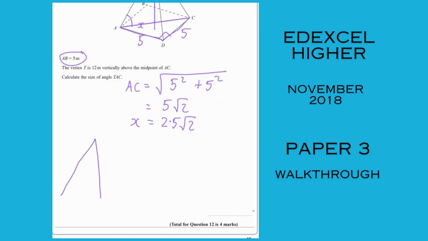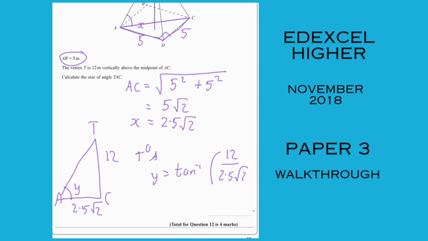If you want to redraw the triangle, they've given you plenty of room. TAC, call it whatever you want, but we've got the opposite and we've got the adjacent. So this is a TOA question. That means to get the angle, it's inverse tan. Opposite is 12. Adjacent is 2.5 root 2. Stick it in your calc. Doesn't say how accurate. Let's just be sensible. I've gone for 73.6 degrees. On we go.